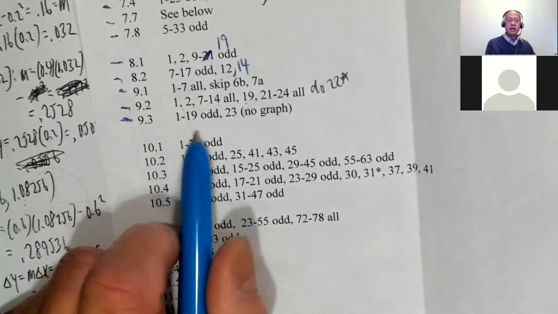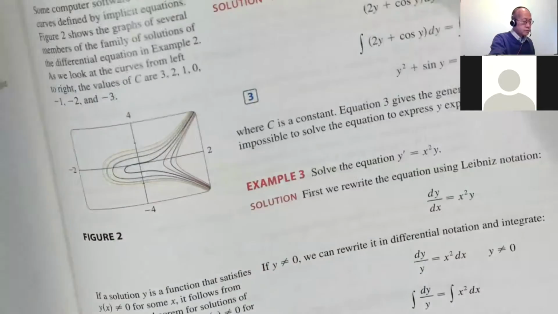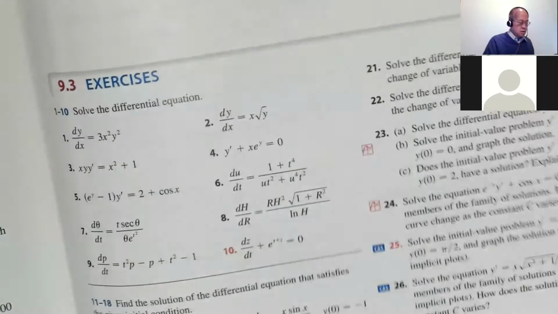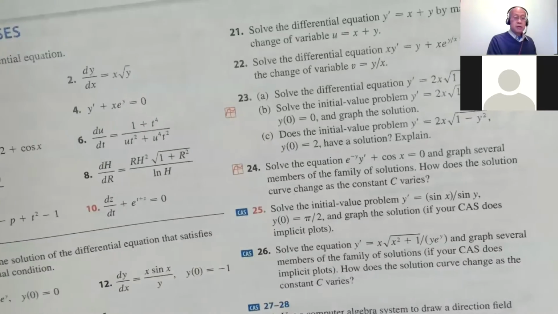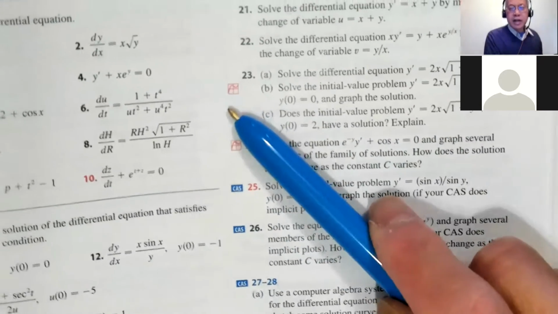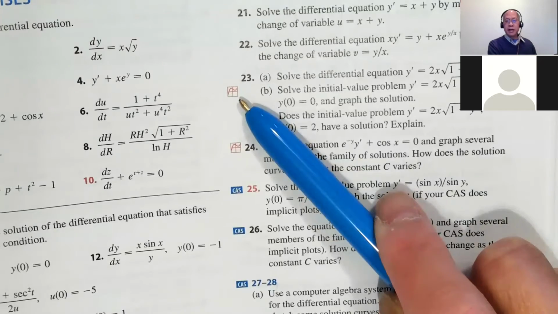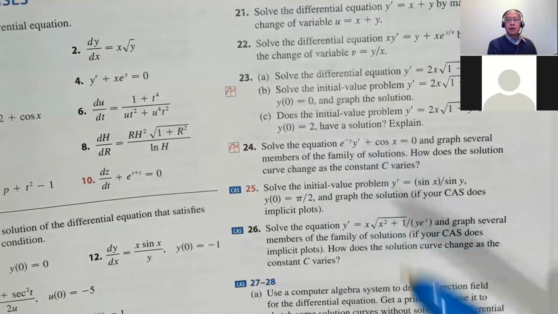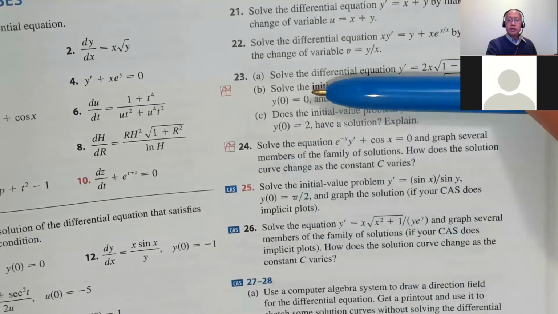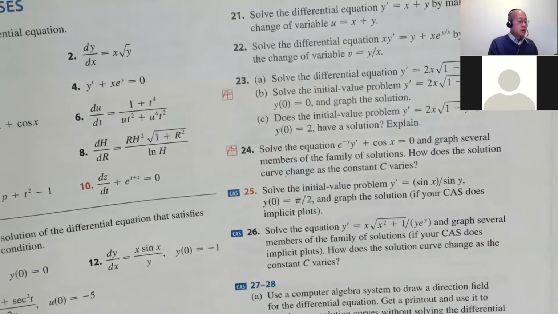So 9.3, 1 to 19 odd, and 23, no graph, whatever that means. Look what 23 is. Yeah, 23 has a graphing calculator icon. And of course, we already know, don't do any of that. Oh, I see. Don't graph the solution here. 23B says graph, so you don't have to graph it. All right, so page 605, we have to go up to 23.